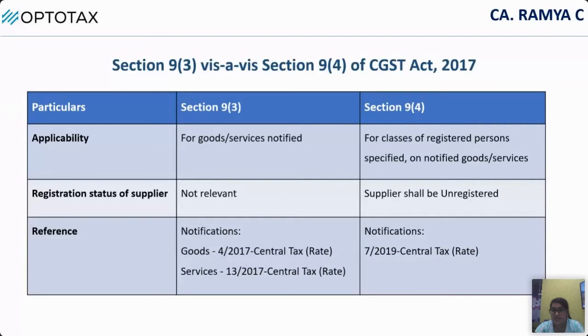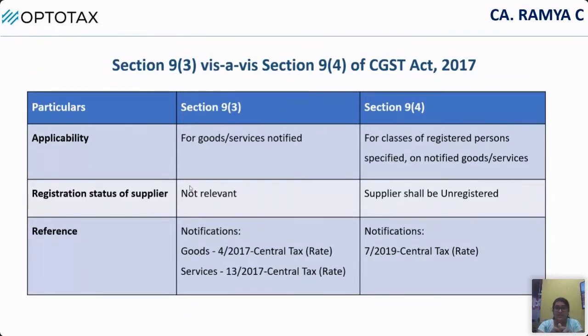Okay. So I'm getting mixed answers. So basically the answer is section 9.3 will be applicable. So in section 9.3, if they have specified any service, whether or not the supplier is registered, 9.3 only will be applicable. 9.4 will not be applicable.